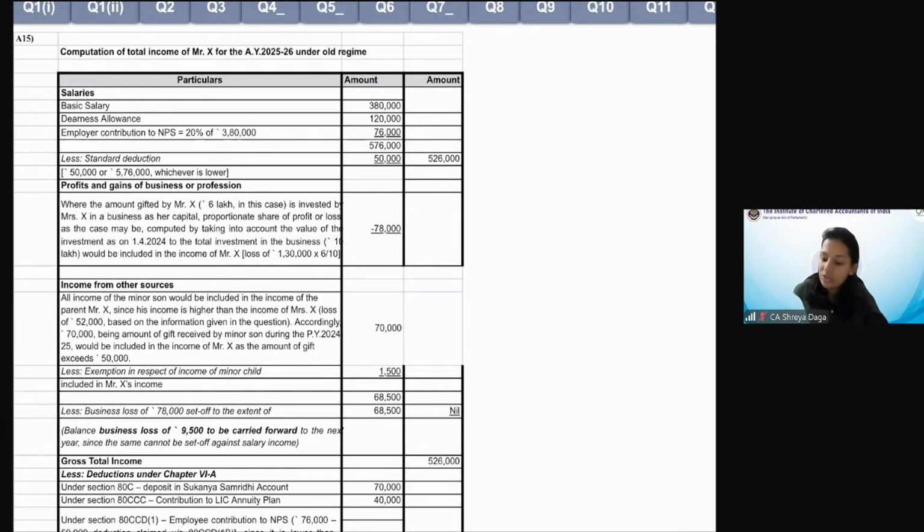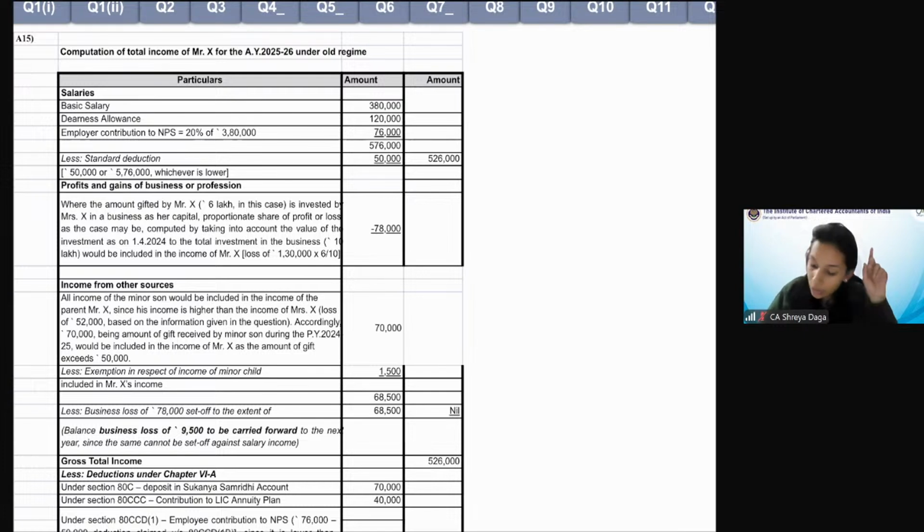Now there are some questions about Chapter 6A because this person is in old regime. This is also relevant to us. He has deposited 70,000 in Sukanya Samriddhi scheme and also contributed 40,000 to LIC under 80CCC. So the total 80C he is getting is 70,000. The total 80CCC he is getting is 40,000. And then there is an 80CCD1.